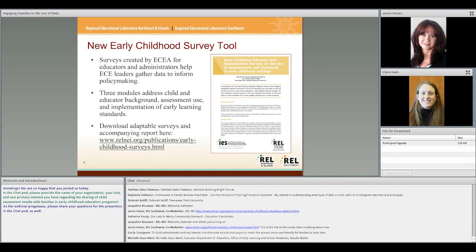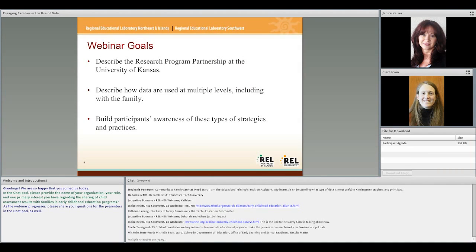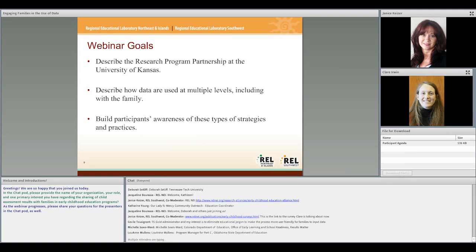As Peter had mentioned during the pre-webinar, we have several goals for today's webinar. The first is to describe the research program partnership at the University of Kansas, and also to describe how they are using data at multiple levels, including with the family. And we'd really like to build participants' awareness of these types of strategies and practices, because this is a growing area of interest, and it's a very particular piece of family engagement strategies: how do we engage families in the use of assessments, the assessment process, and in data use.